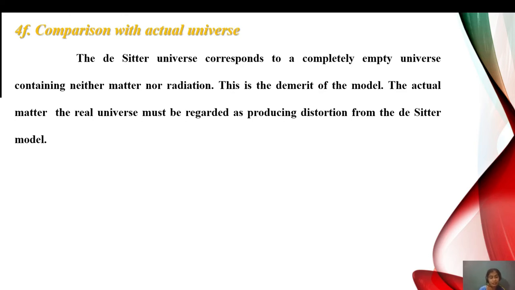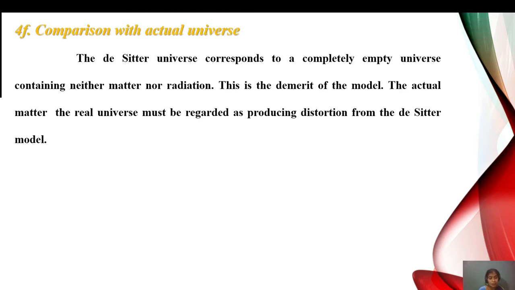What do we say about the de Sitter universe? De Sitter says it is a completely empty universe. It does not contain any matter or radiation. That means no light will pass through it. This is the demerit of the model. This is not a merit, because you know that the universe contains all the planets, all the galaxies, the Milky Way, all in the universe. But this is the demerit of the de Sitter universe.